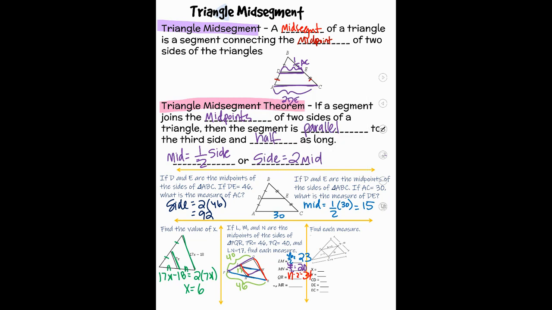Finally, it asks, what's MR? Well, MR is this point, and if we know the total is 34, and this M is our midpoint, these have to be congruent. So 34 divided by 2 is 17.